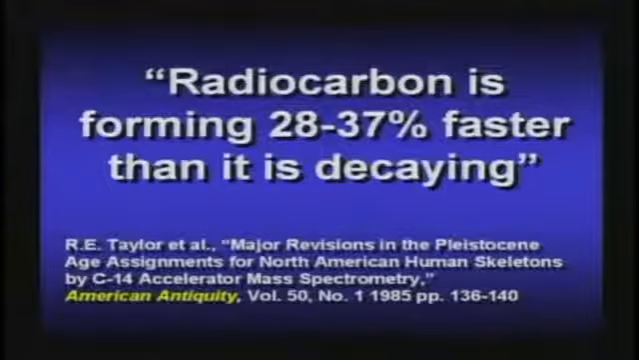30,000 years ago. You know, they've discovered the Earth has still not reached equilibrium. Radiocarbon is still forming 30 to 40% faster than it's decaying. Now think about that. If radiocarbon is still forming faster than it's decaying, that means the Earth is less than 30,000 years old, number one. And number two, you can't carbon date anything.